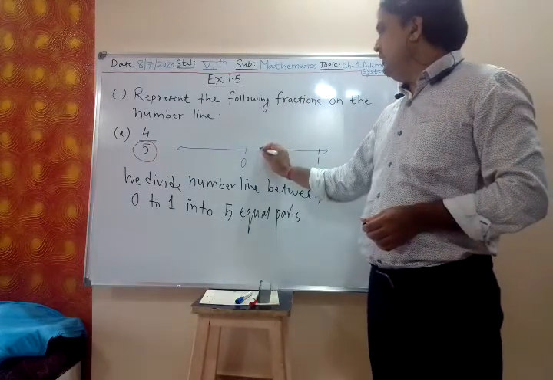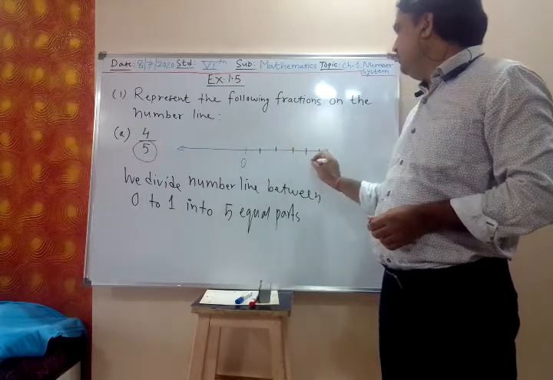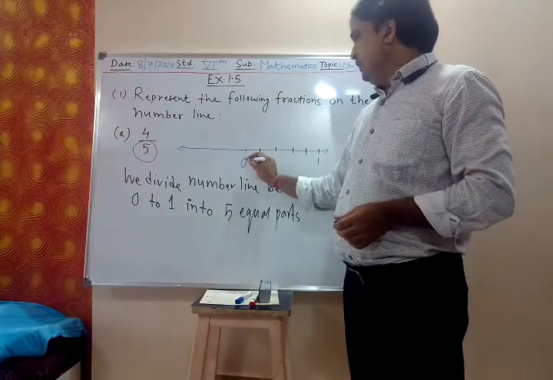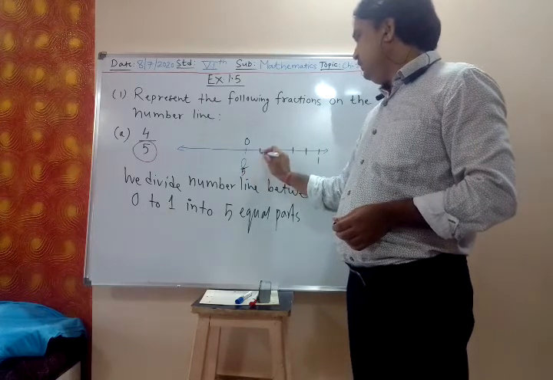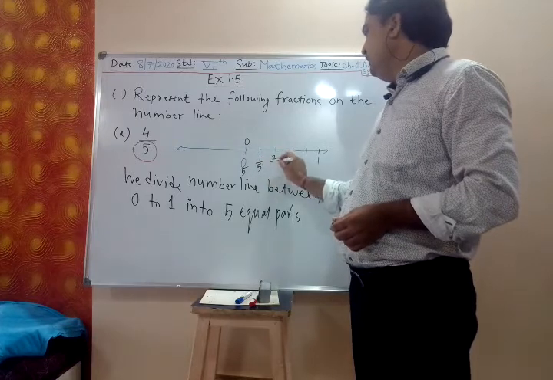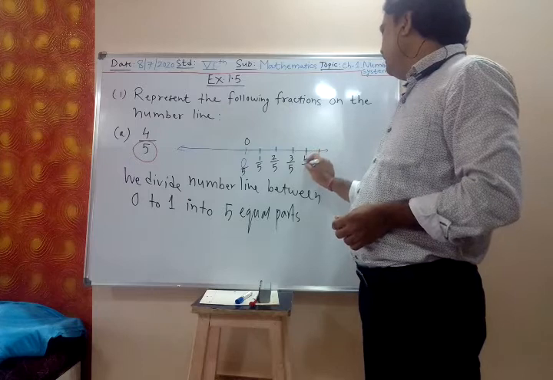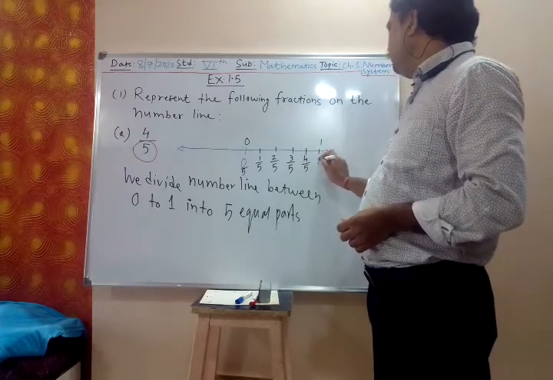So this is one part, second part, third part, fourth part and fifth part. So 0 means 0 upon 5. Then next part is 1 upon 5, then 2 upon 5, 3 upon 5, 4 upon 5, and 1 is same as 5 upon 5.